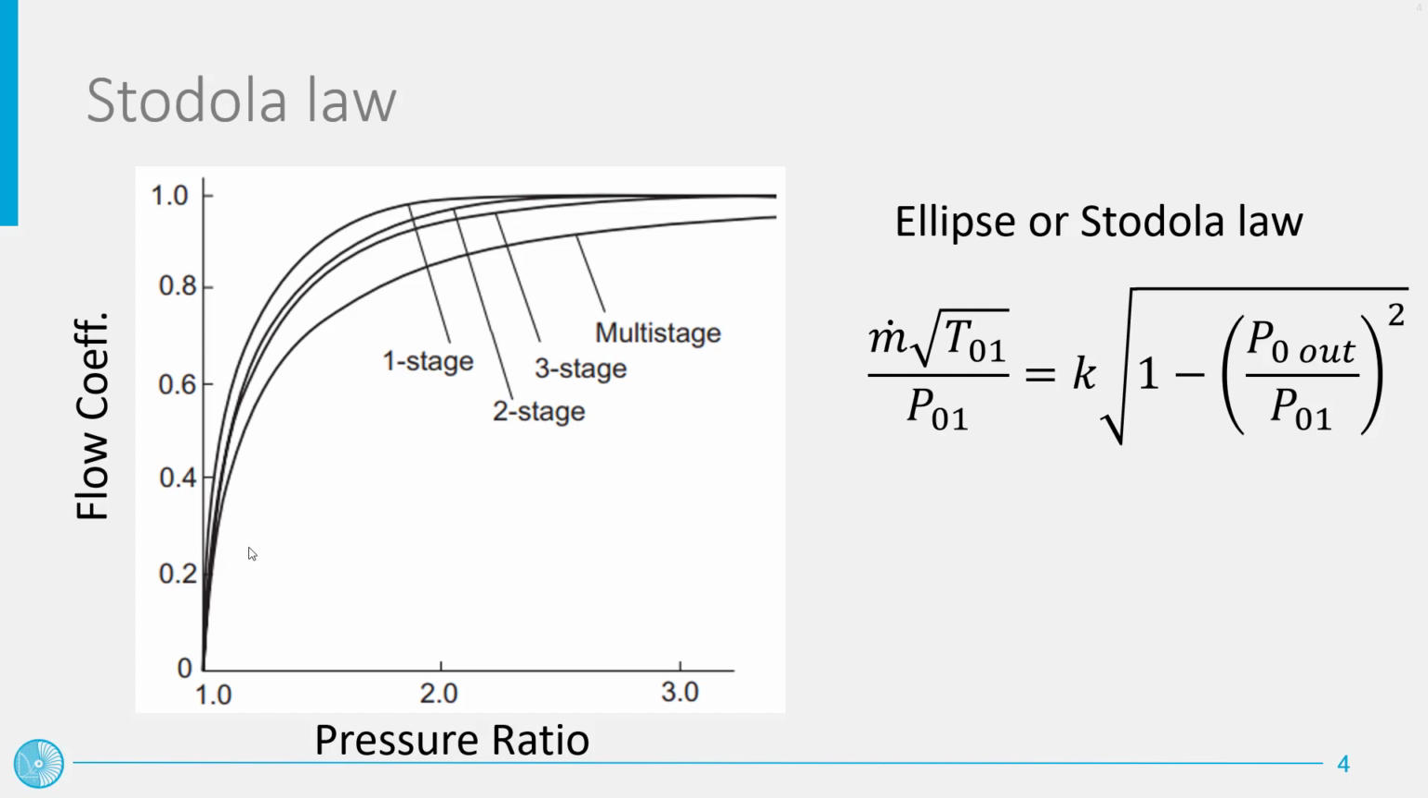It results that the characteristic curve of the turbine becomes more and more similar to an arc of ellipse as more stages are used. The curve of a multi-stage turbine like that in the diagram, namely with at least 5 or 8 stages, is indeed well approximated by the so-called ellipse or Stoddard law, after the name of the researcher who first proposed it. You can find in the slide its expression, where the subscript 0 in front of the state point number indicates total conditions.